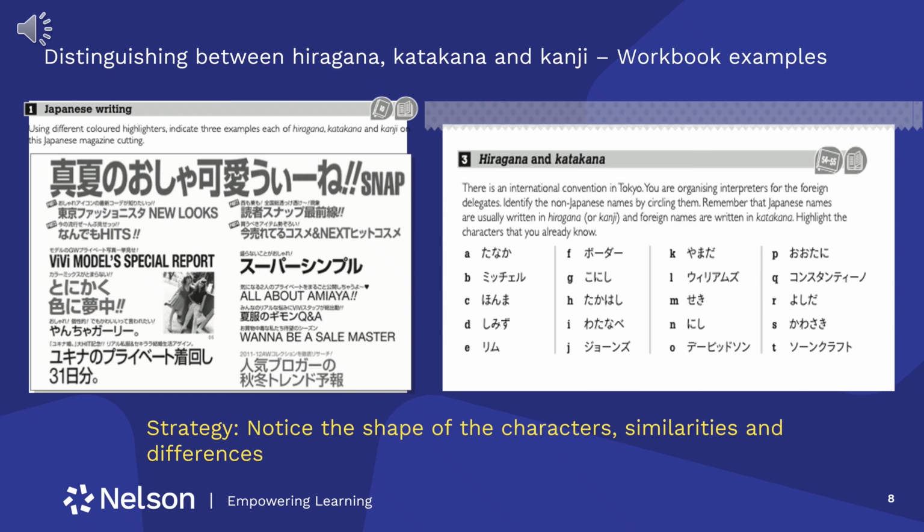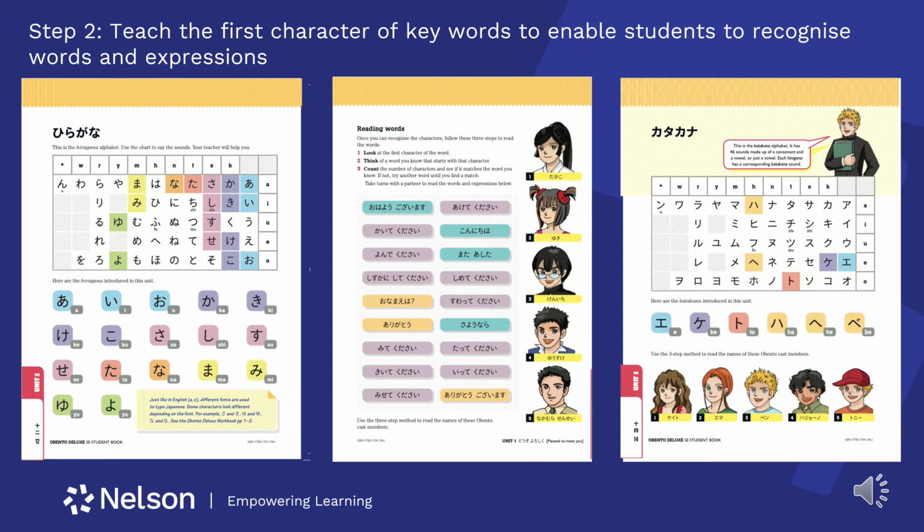These are two tasks from the workbook which illustrate this concept. Have students notice the shape of the characters and reinforce the difference. Step 2, teaching the first character of keywords to enable students to recognize words and expressions. You can use a system of mnemonics like Hiragana in 48 Minutes or your own to teach the characters.